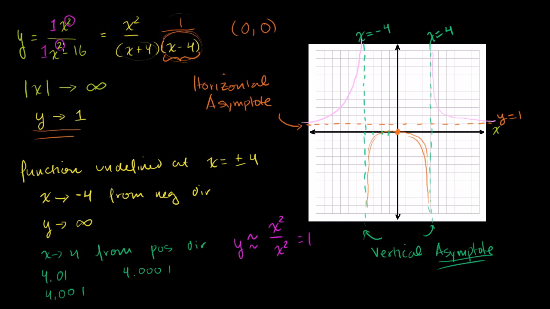If the denominator has a larger degree, then the denominator is going to get larger much faster than the numerator, and your asymptote is going to be 0. I'll show an example of that in the future.